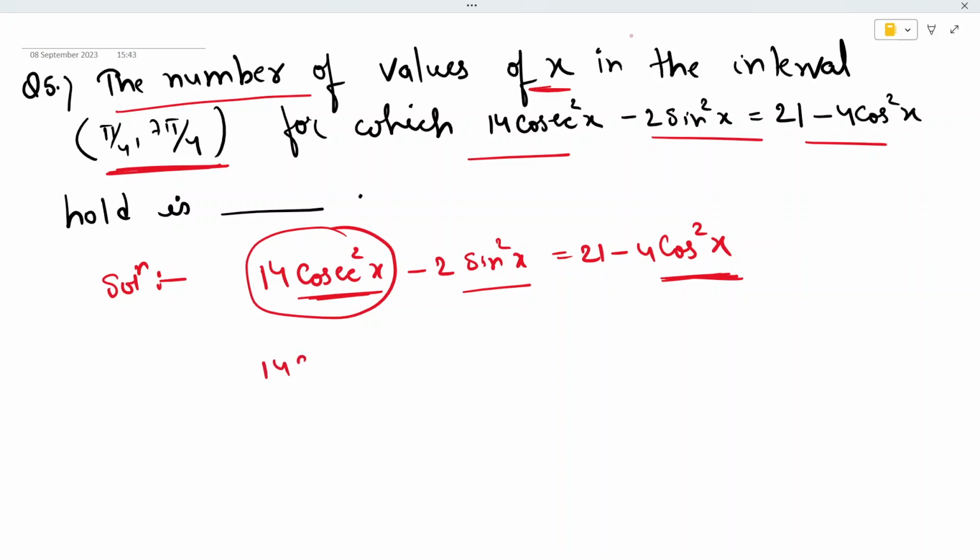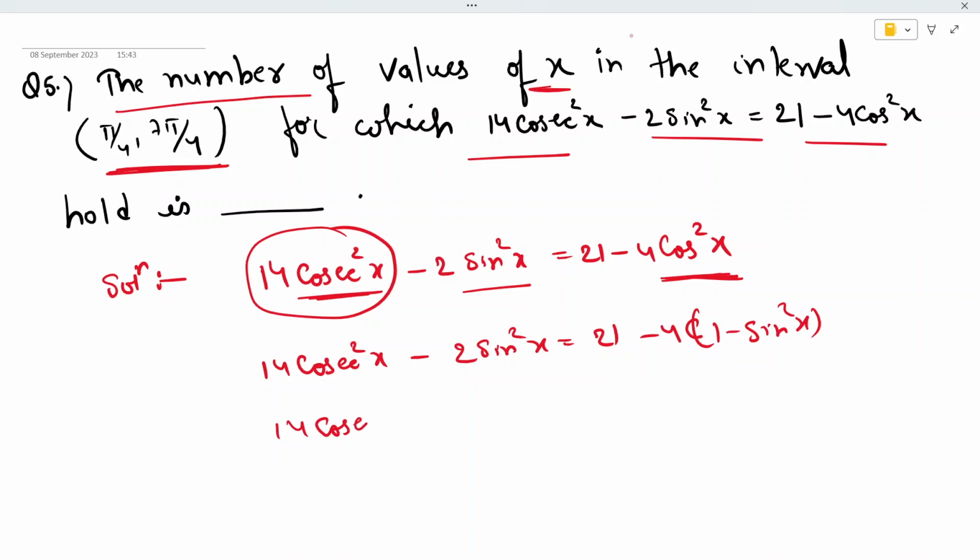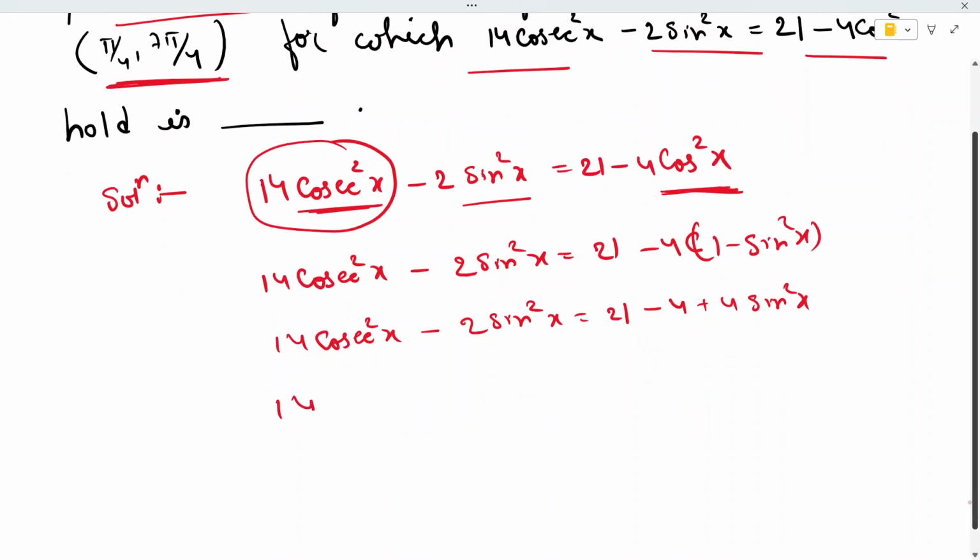So now let's move. 14 cosec square x minus 2 sin square x is equal to 21 minus 4 times (1 minus sin square x). So 14 cosec square x minus 2 sin square x is equal to 21 minus 4 plus 4 sin square x. Now 14 cosec square x minus 6 sin square x is equal to 17.